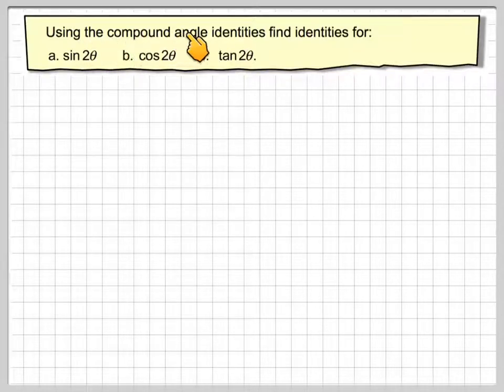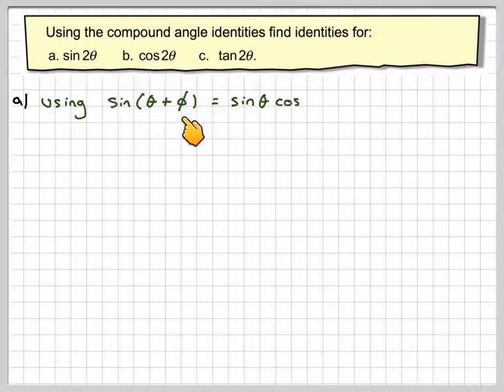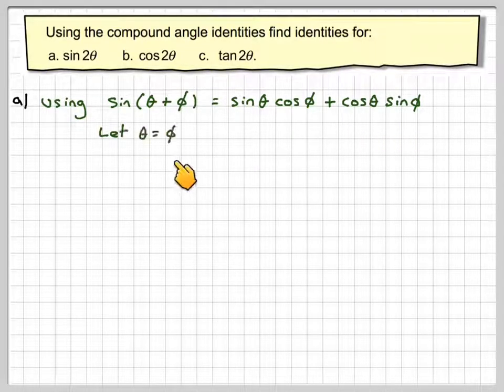Using the compound angle identities, find identities for sine 2 theta, cos 2 theta, and tan 2 theta. These are known as the double angle formulae. So if we now go back to using sine of theta plus phi is equal to sine theta cos phi plus cos theta sine phi, and let theta be equal to phi. So everywhere there's a phi in here, we're now going to replace it with a theta.